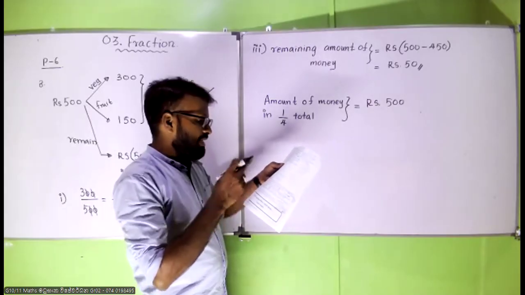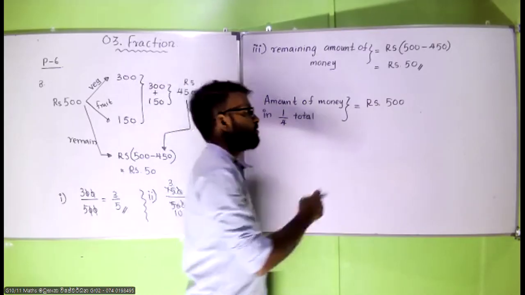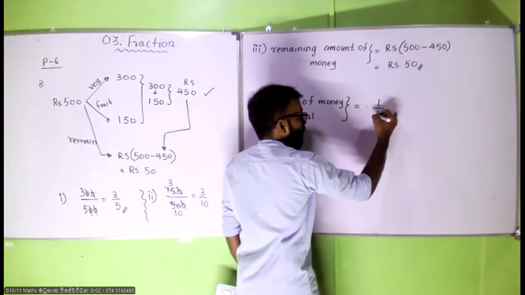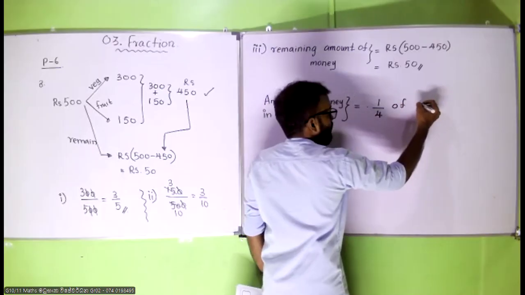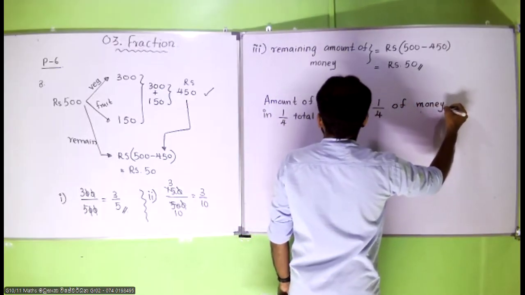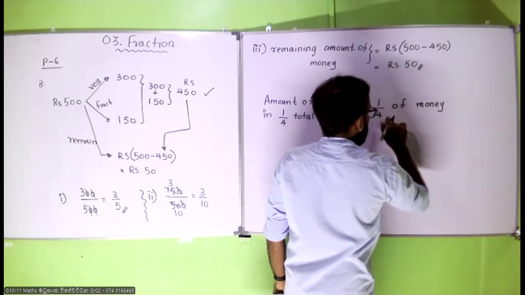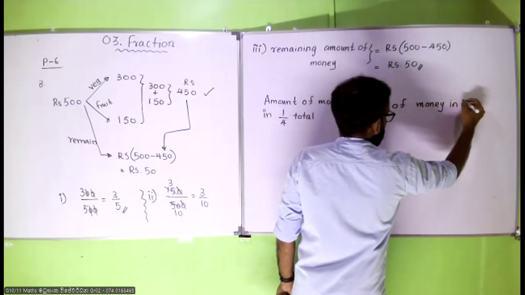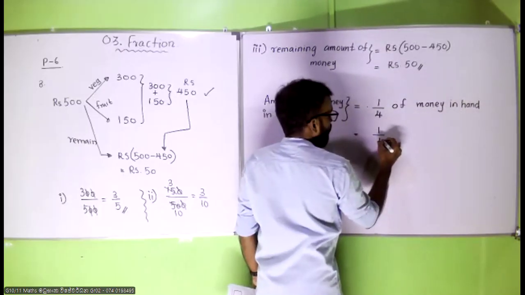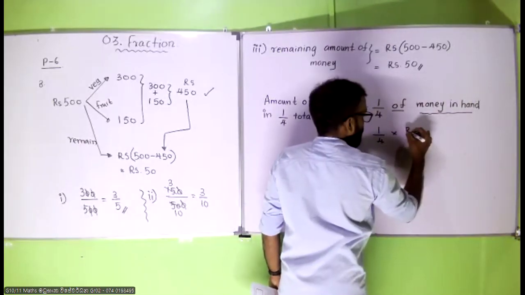1/4 of the money she had taken. We can write this on the other hand, 1/4 of money in hand. That is the amount that she was going to save, right? 1/4 of money in hand. In other words, 1/4 of means multiplication. Money in hand was 500 rupees.